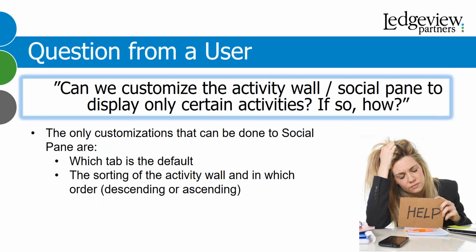The last question we got is, can we customize the activity wall or the social pane to display only certain activities? If so, how? Social pane is actually one of those areas within Dynamics that's really pretty well locked down. Really, the only customization you can make is which tab you default to. So it's got activities, posts, notes, and sometimes one note, depending on how you set it up. You can choose your default tab, the one it opens to. And then you can configure sorting of the activity wall and in which order, descending or ascending.